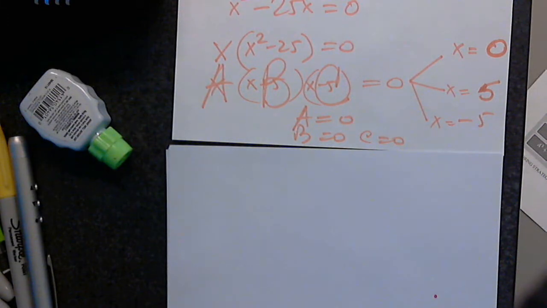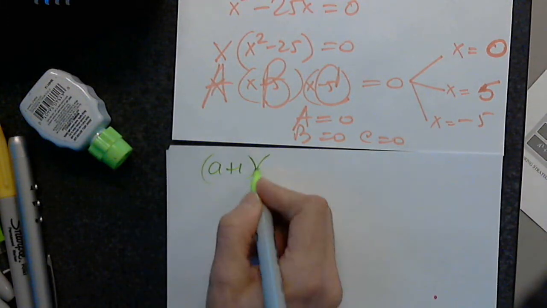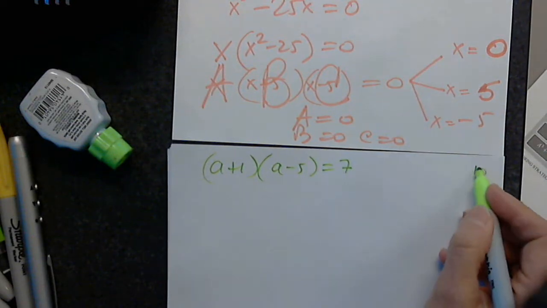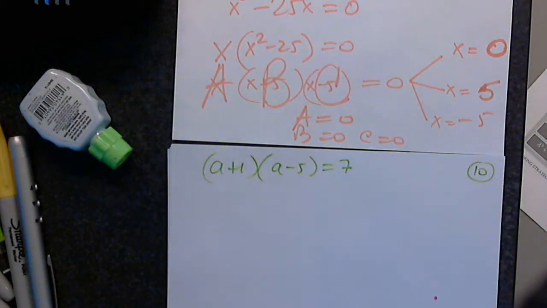Okay, a plus 1, a minus 5 equals 7. I moved the test to the following week, not this coming week. And I moved the homework due next Friday, not yesterday.